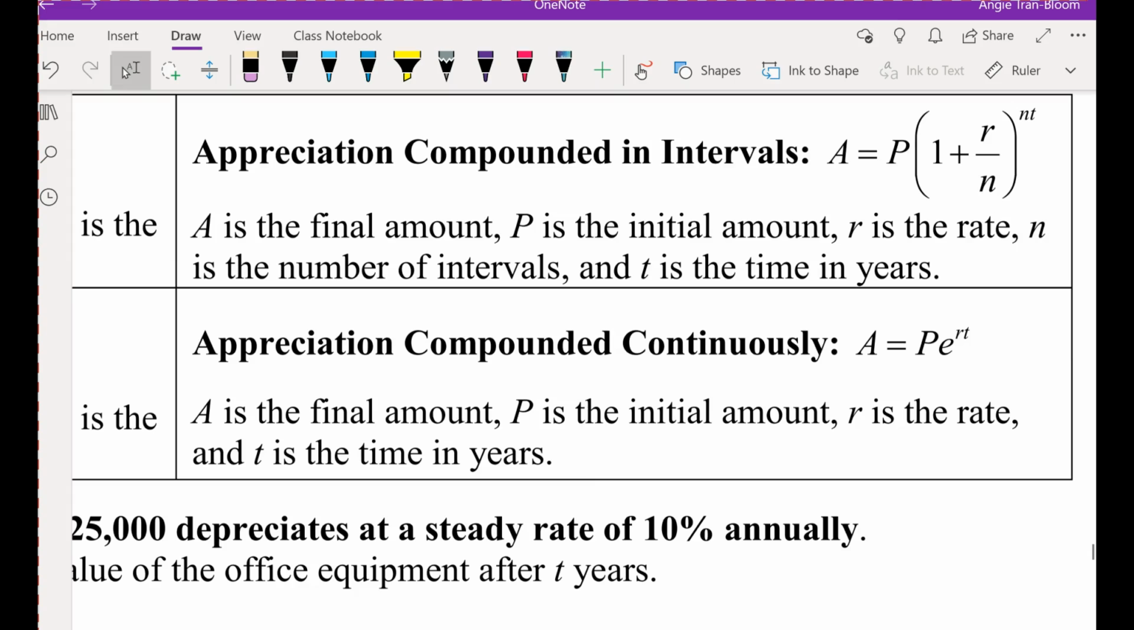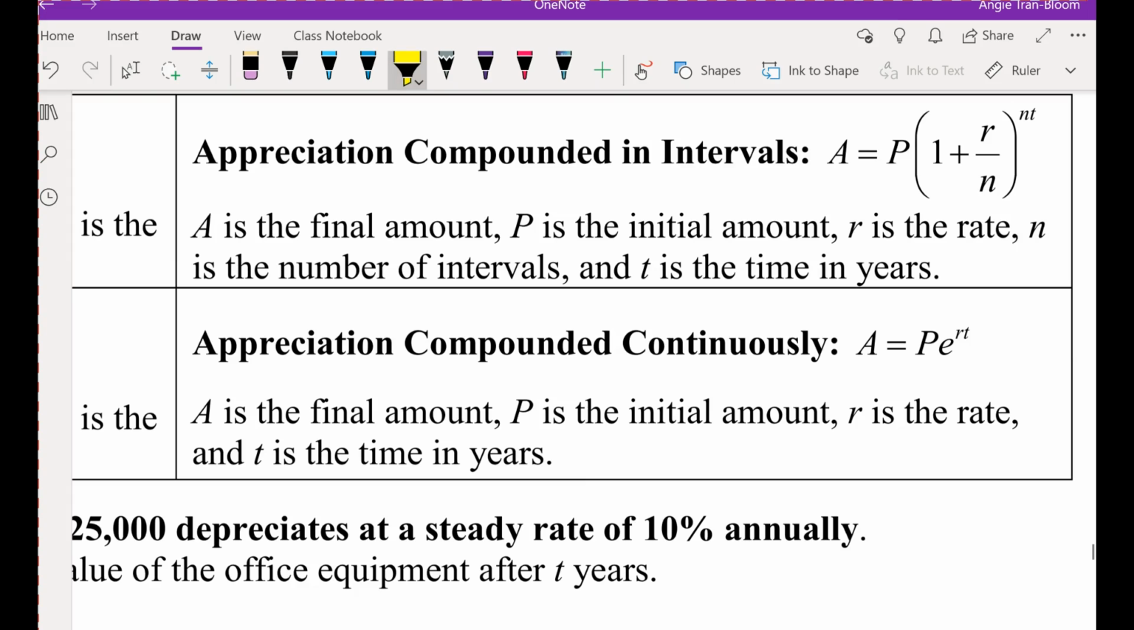Appreciation compounded in intervals. Maurice, read me that whole first box right there on the top. Read the equation. A equals P times 1 plus R over N, to the power of NT. Okay. Good. Now do the bottom. A is the final amount, P is the initial amount, R is the rate, N is the number of intervals, and T is the time in years.